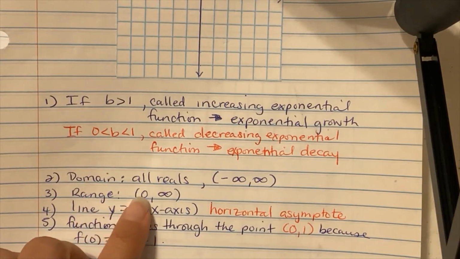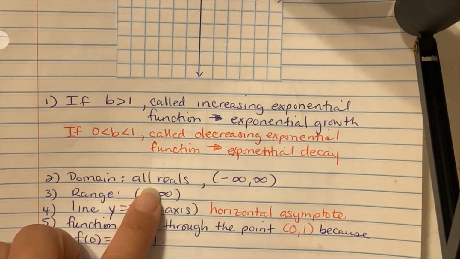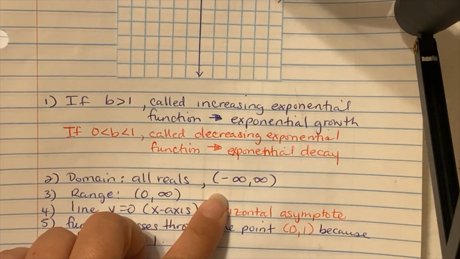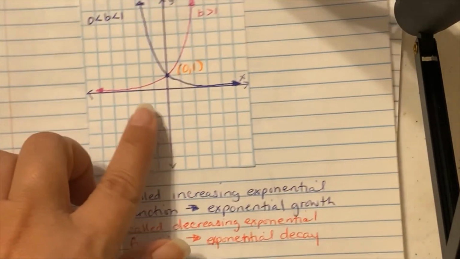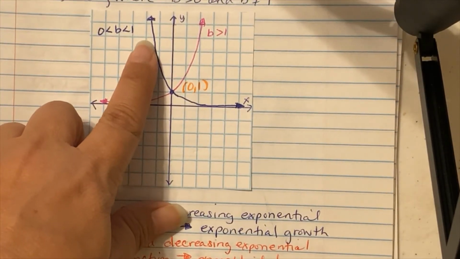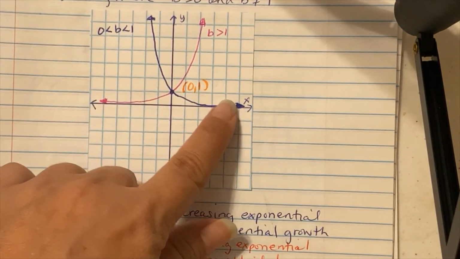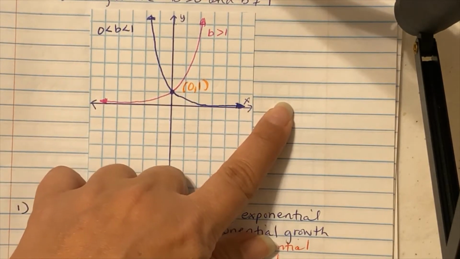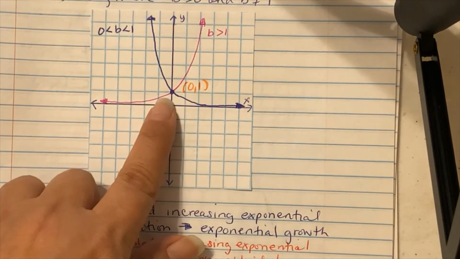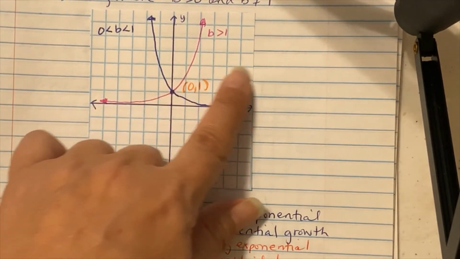So domain means the x value. So it's going to be all reals, negative infinity to positive infinity. And if you look at the graph here, notice that the graph line has arrows, which means it's still increasing for the x's to the left. It's still going for the x's to the right. Same thing with the pink. X's to the left, pink to the right. They're still going large.